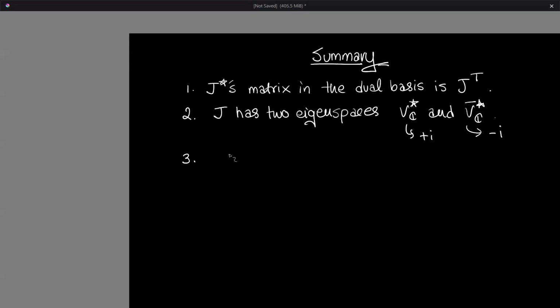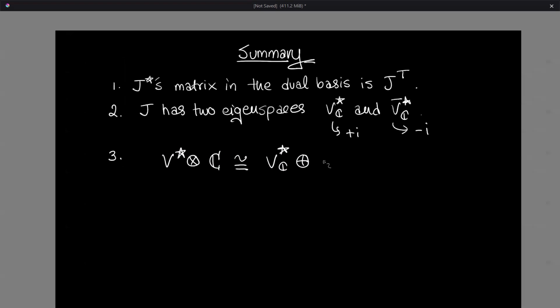We showed that any element of V star cross C can be, well, let's just write it like this. V star cross C is isomorphic to VC star direct sum VC star bar. So you can express any element from VC star cross C as one element of VC star plus an element of VC star bar.